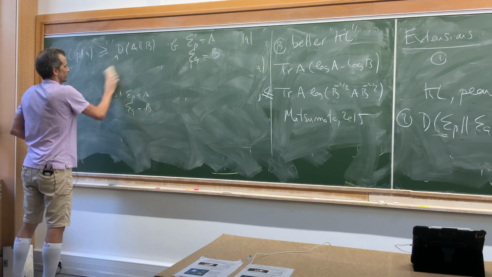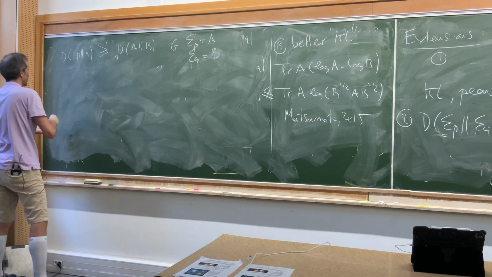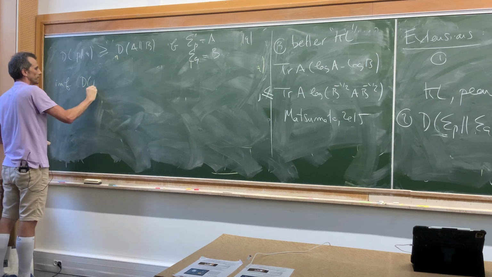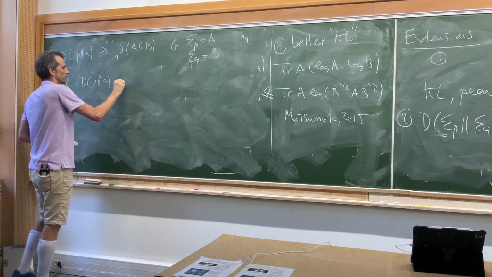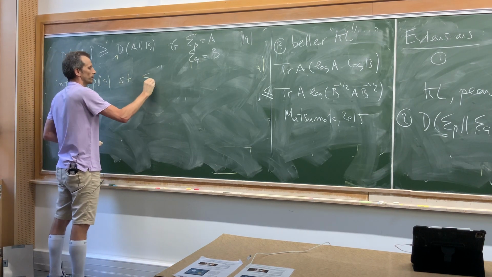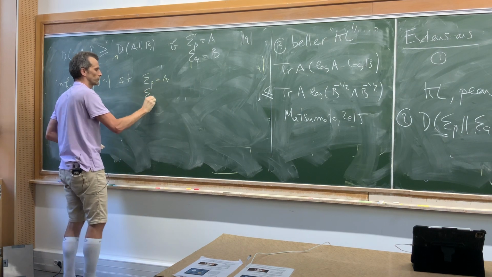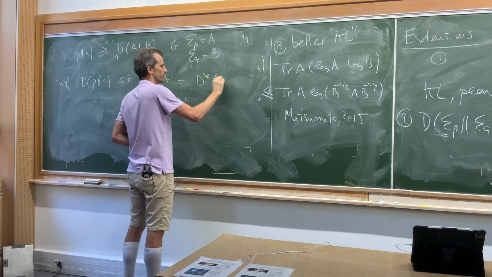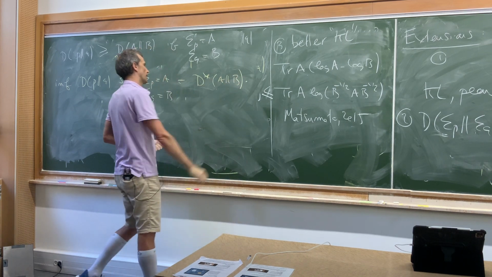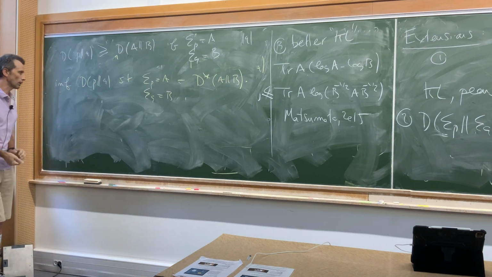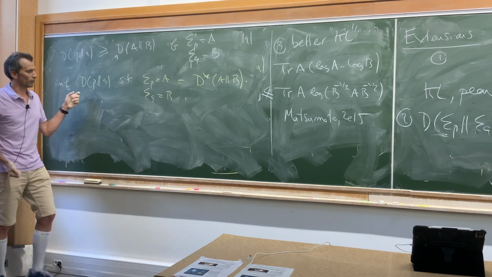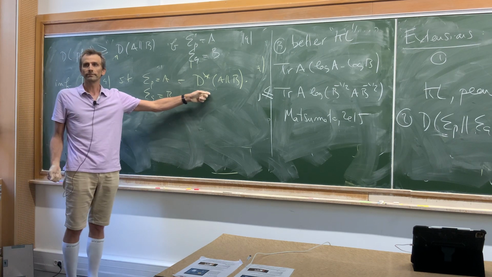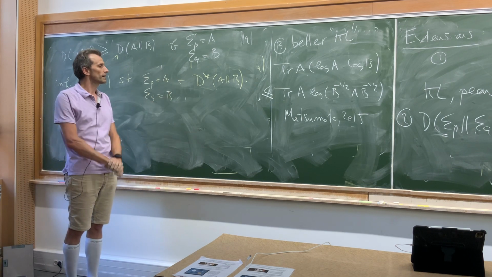sorry, we want to find again the inf over D(P,Q) so that sigma P is equal to A and sigma Q is equal to B. We call that D star of A, B. And if our goal is to get lower bounds on D(P,Q) based on the knowledge of sigma P and sigma Q, this D star is the optimal one.